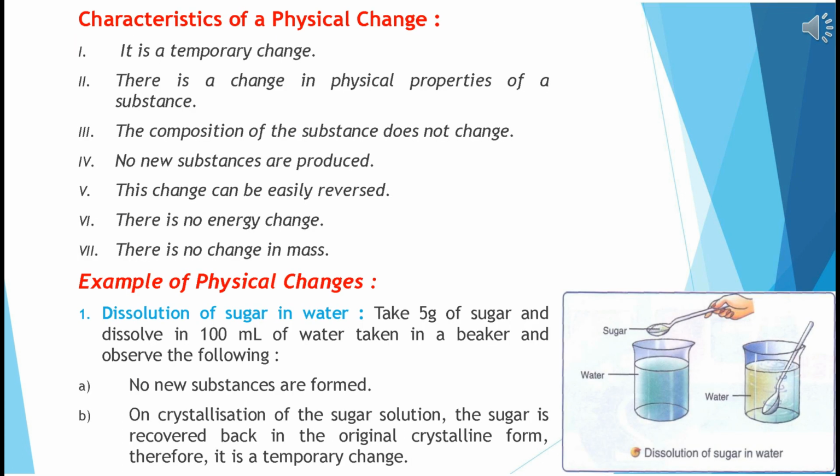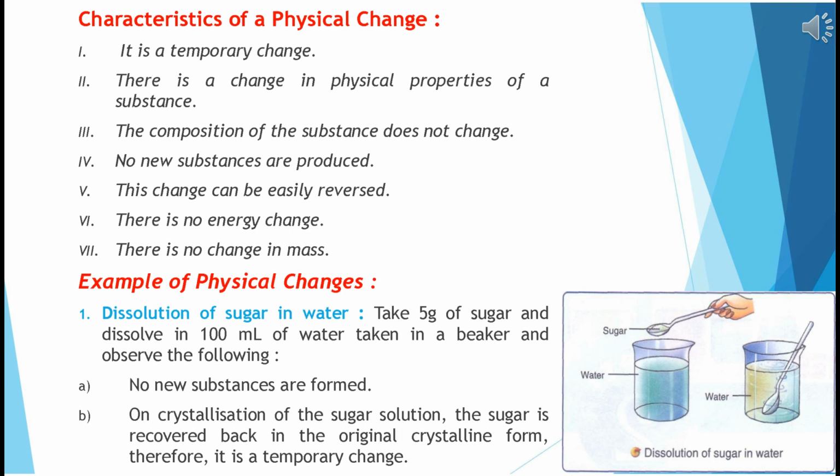Then we see the characteristics of a physical change. First, it's a temporary change. There is a change in physical properties. The composition of the substance does not change. No new substances are produced. This change can be easily reversed, meaning the reaction is reversible. There is no energy change. There is no change in mass. So these are the important characteristics of a physical change that all of you should keep in mind.